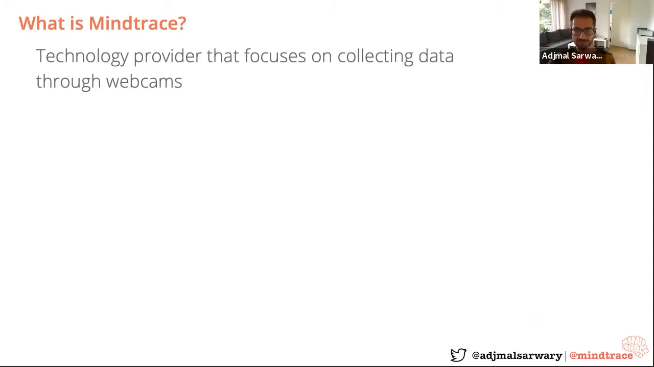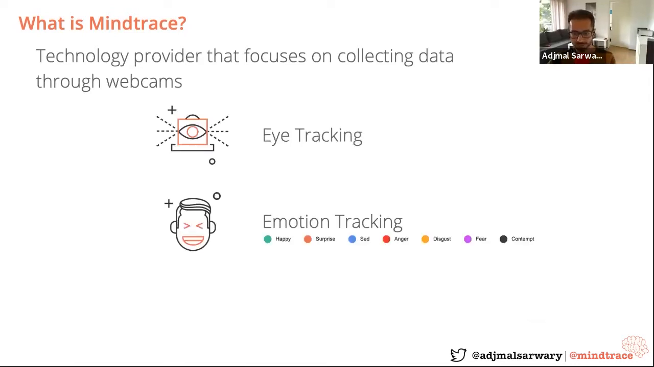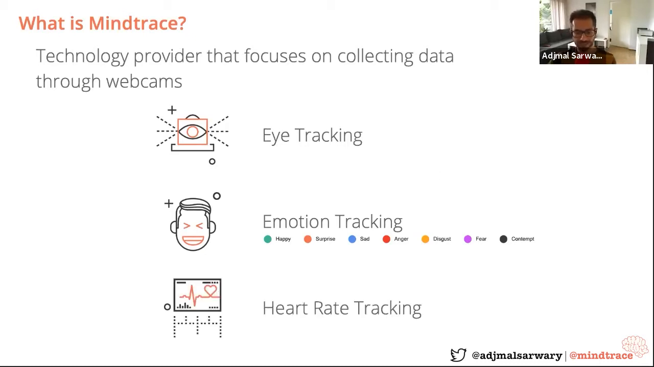Okay, so let's dive right into it. What is MindTrace? You've kind of touched upon it already. We're in essence a technology provider that focuses on collecting data through webcams and as much data as possible. So we perform eye tracking, emotion tracking, where we get the 7 basic emotions out: happy, surprise, sad, anger, disgust, fear, and contempt. And we also do heart rate tracking.